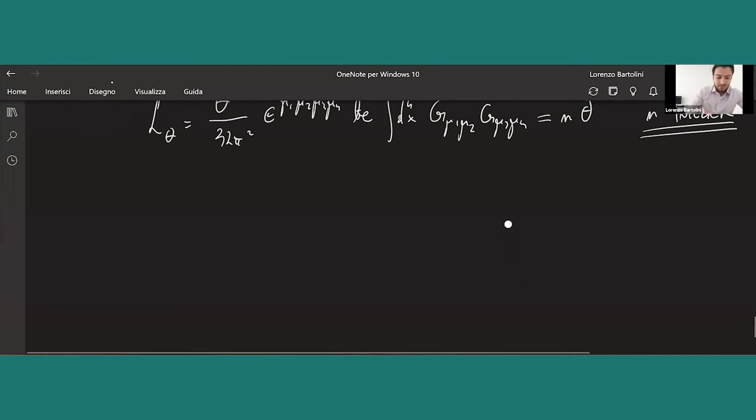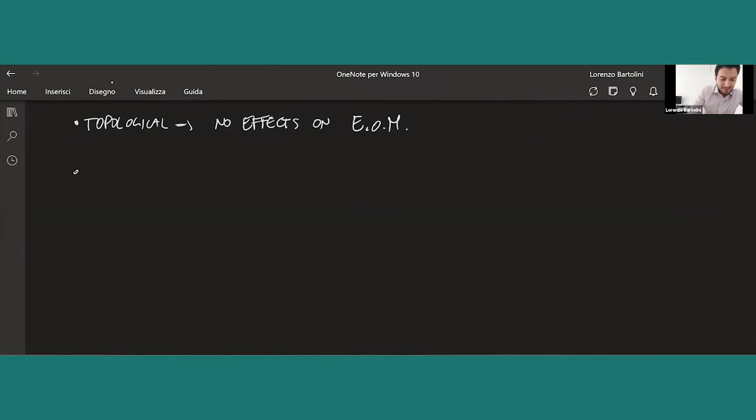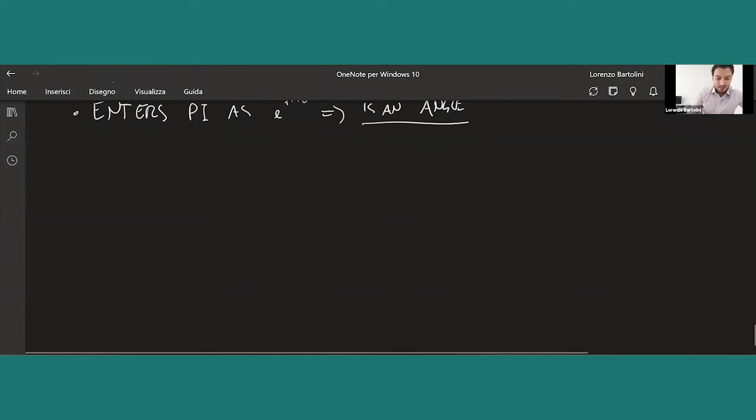Being topological means that it has no effect on the equations of motion or on classical physics, which is governed by the equations of motion. But, again, as it was for the string theory Einstein-Hilbert action, it enters the path integral as e to the i n theta. And so it enters quantum physics, and it is also an angle because it's a phase. And the other property is that it breaks CP.